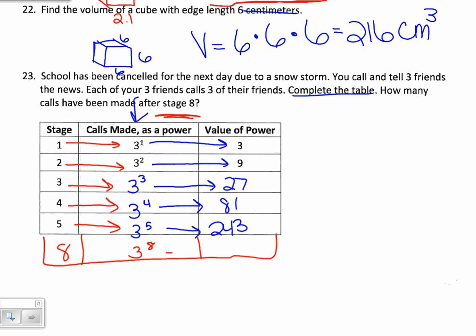Then continuing the pattern over here, I need to figure out what 3 to the 8th power is. I would use a calculator here. Remember, we can go 3 caret 8. And when I do that, I get 6,561. So how many calls have I made after stage 8? 6,561. Okay. Notice as I'm going down, my numbers are getting big, and they're getting big fast. Okay, that's what exponents do. Okay. So at this point, we are finished, and you need to go and do 1.2, checkpoint 4.